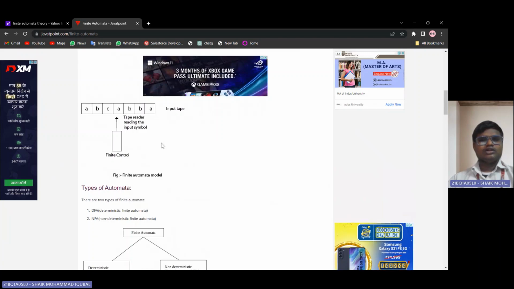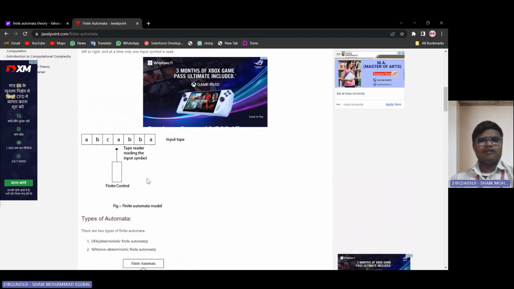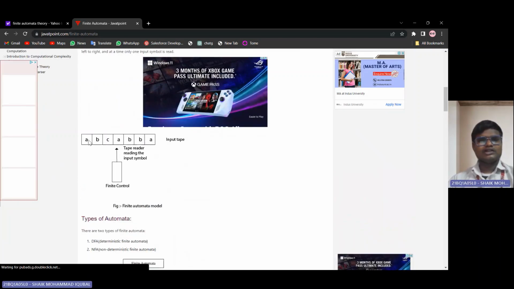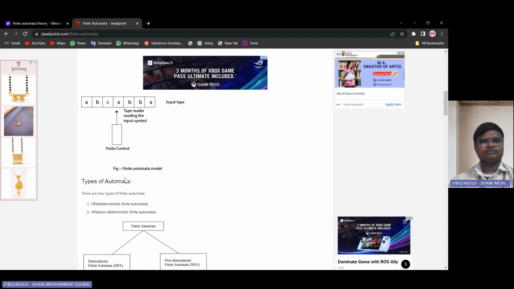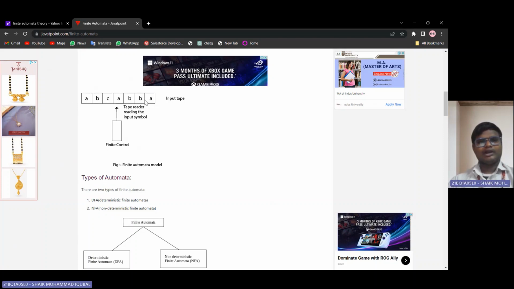Here is the diagrammatical representation of the finite automata. Here we have cells A, B, C, D, A, B, C, A, B, B, A in the input tape, and the tape reader reading the input symbol, with the finite control controlling the flow of the input. It is the diagrammatical representation of the finite automata model.